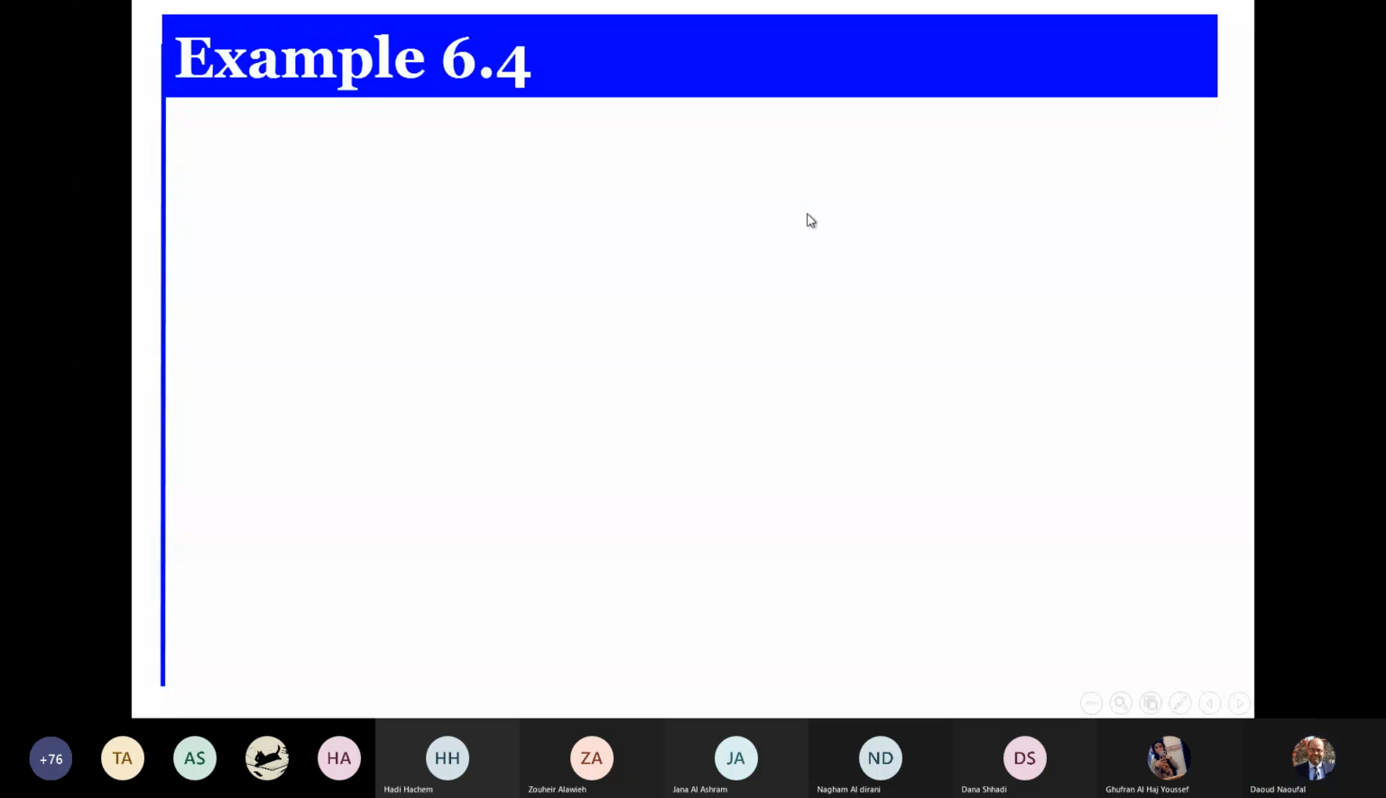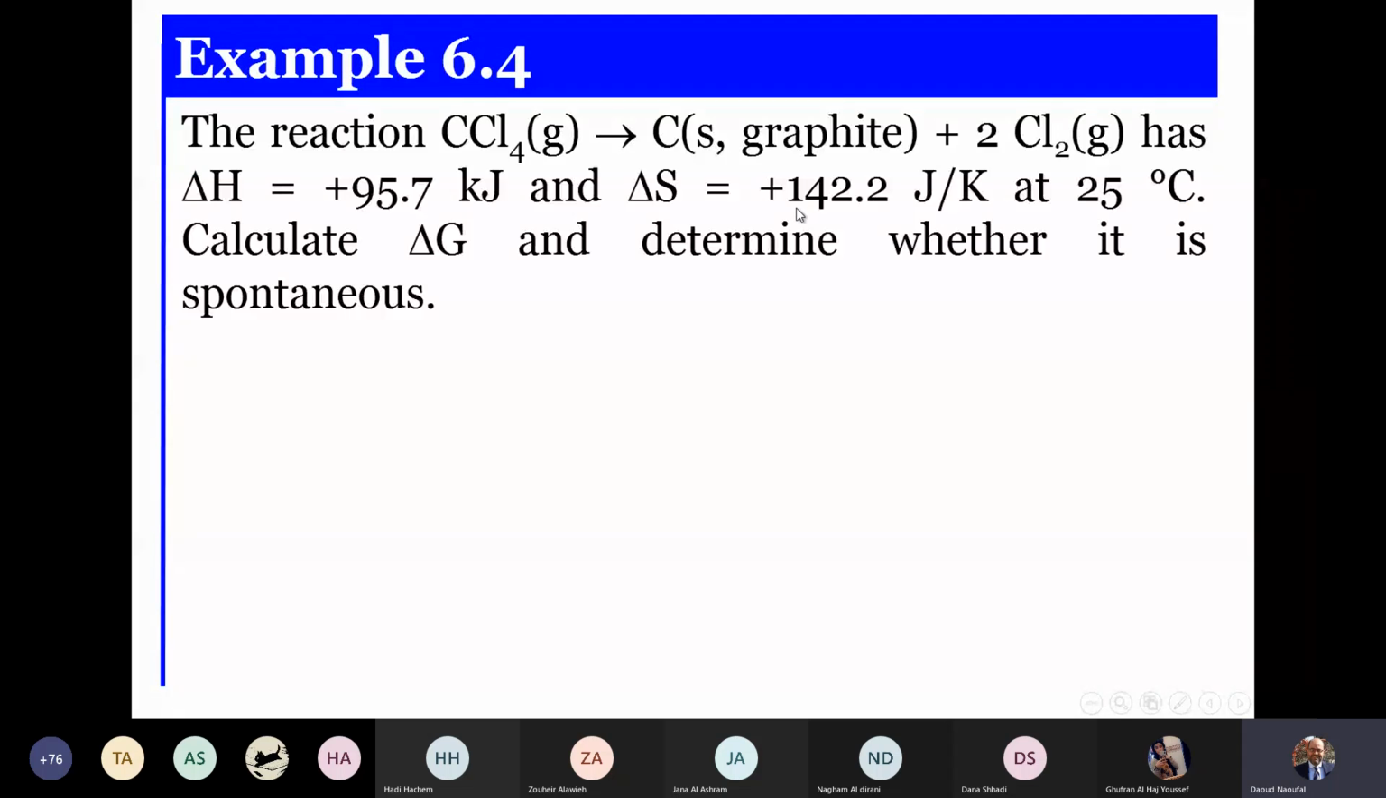Example 6.4. Consider the reaction CCl4 gas to C solid plus Cl2 gas. Delta H of the reaction is given, and delta S of the reaction is also given, and he asked to calculate delta G.